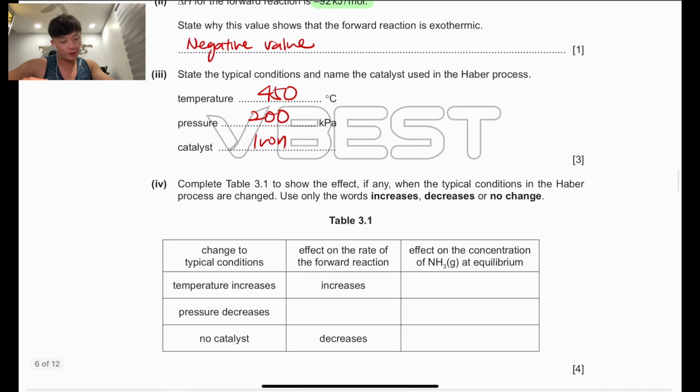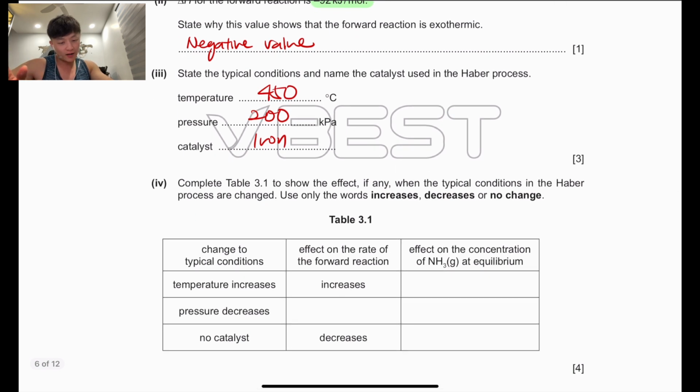Okay, so given this, you see they're asking for what? The changes of all these conditions on the rate of the reaction and also on the concentration of the ammonia at equilibrium. So first, let's look at rate of reaction. When temperature increases, it will always speed up the rate of reaction. When the pressure decreases, the rate of reaction will decrease as well. And if there's no catalyst, the rate of reaction decreases.